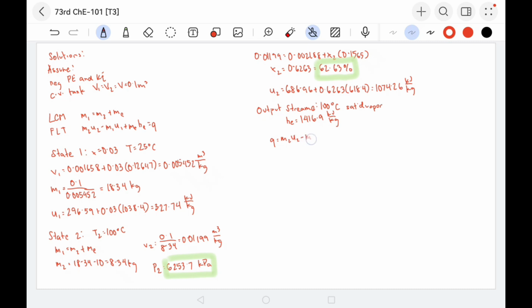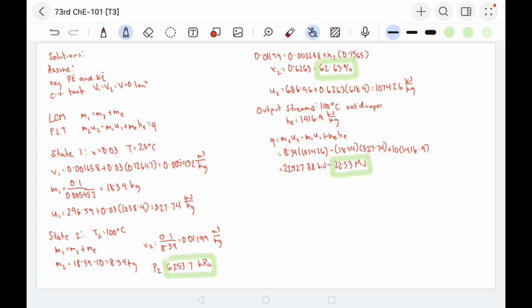So now that we have everything, let us use our energy balance of Q is equal to M2U2 minus M1U1 plus MEHE. And let us substitute our known values of 8.34 times 1074.26, which is for stream 2, minus 18.34 times 327.74, which is for stream 1, plus 10 times 1416.9, which is for our exiting stream. To get a value of Q of 22,527.88 kilojoules, which is also equal to 22.53 megajoules, which is our last unknown and our final answer.